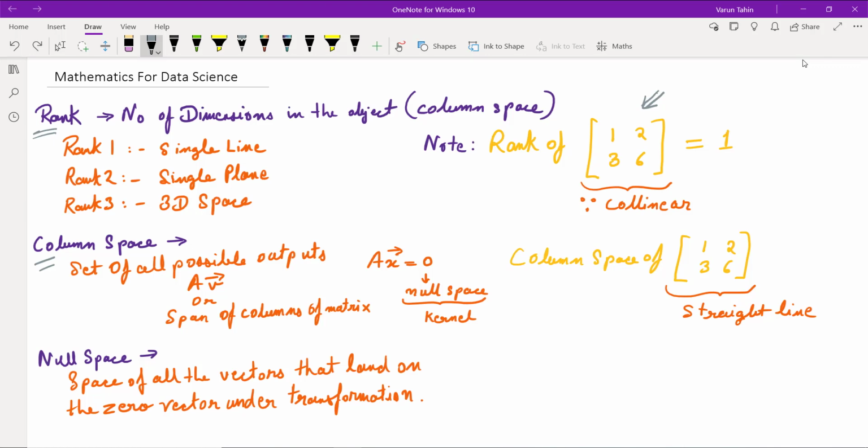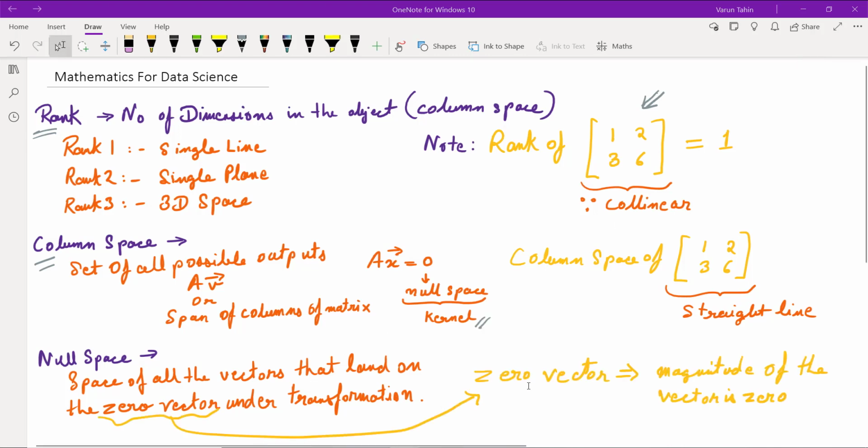So the column space of this matrix will be a straight line, and the null space is the space of all the vectors that land on the 0 vector under the transformation, and it is also called the kernel. And the 0 vector is nothing but the vector whose magnitude is 0.